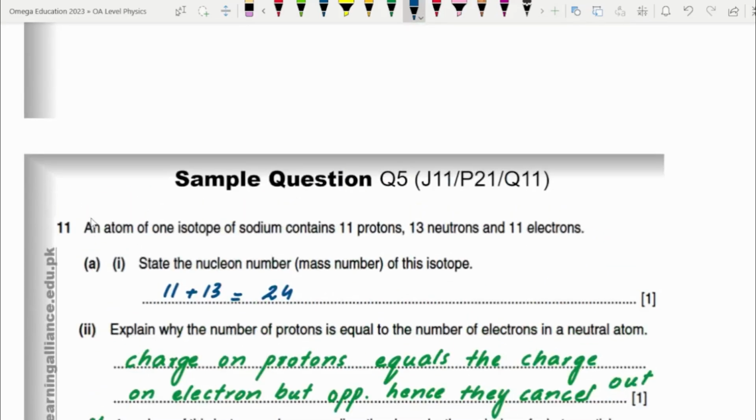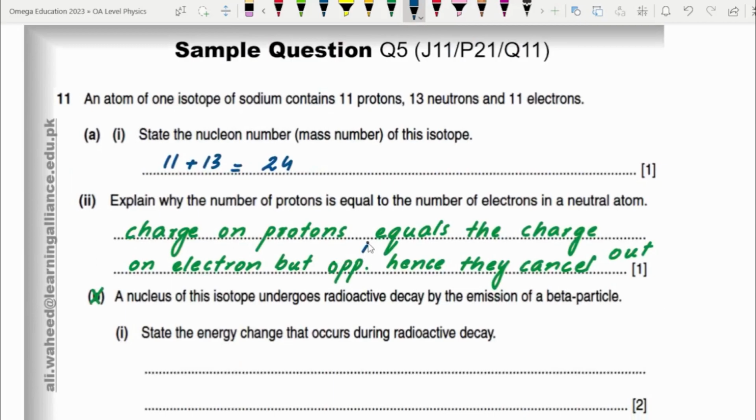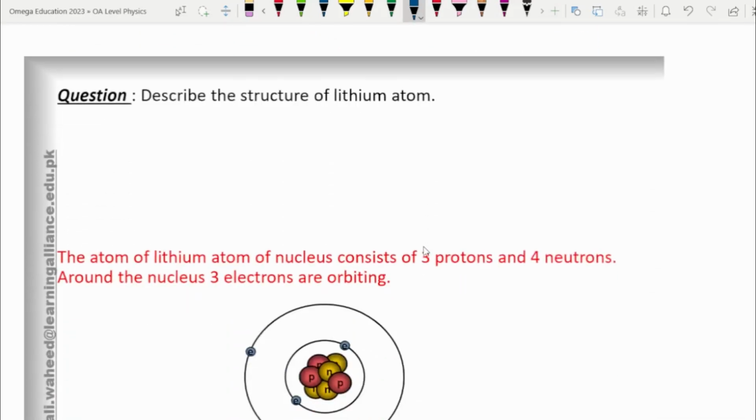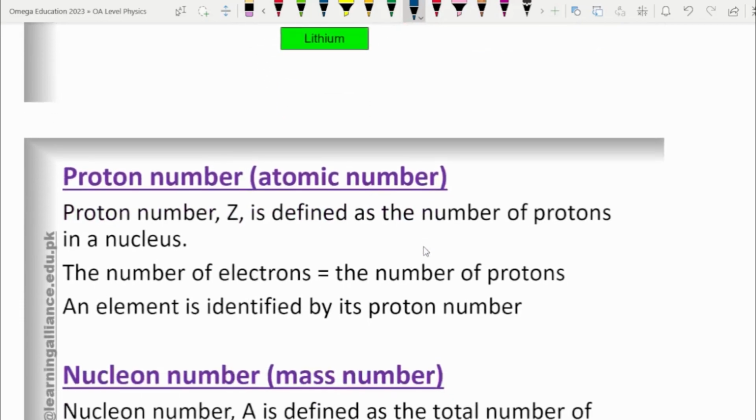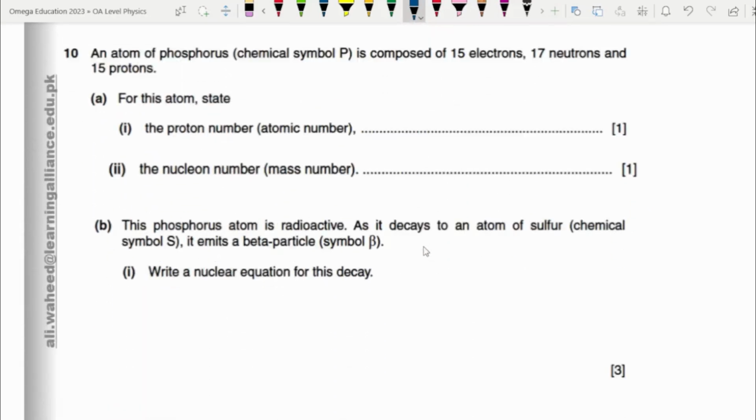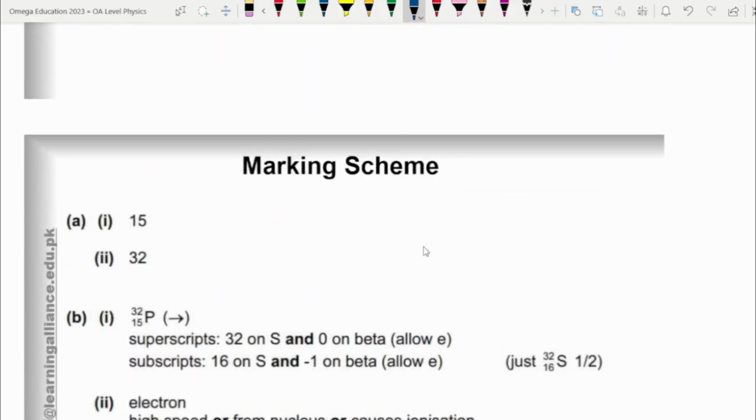And for this one we can also add this thing, opposite in sign, not opposite in spin, not in direction, but opposite in sign. For proton we have plus 1.6 times 10 to the power minus 19 coulombs. For electron we have negative sign, 1.6 times 10 to the power minus 19 coulombs. So proton number and nucleon number once again the same. Yeah, we can just complete this one.